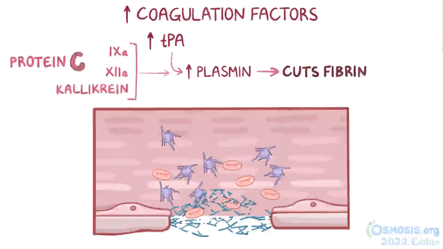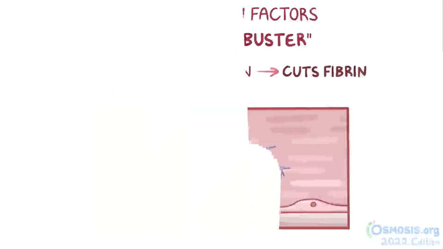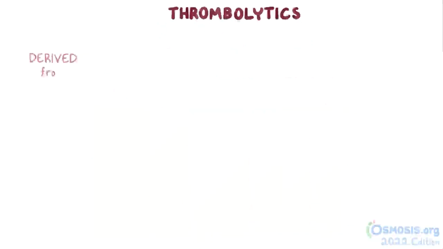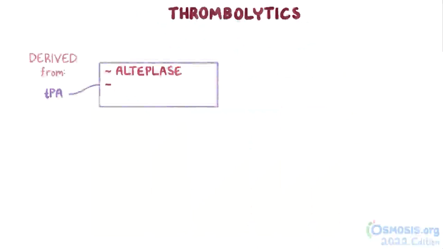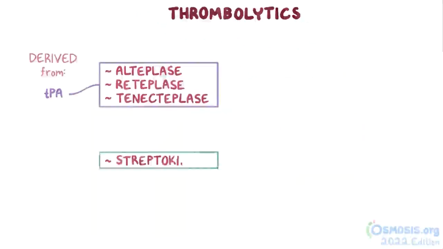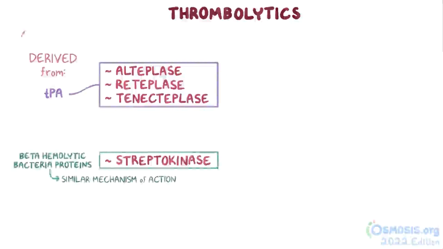Medicine has also taken advantage of TPA, using it clinically as a clot buster, but it's used to dissolve pathological blood clots. Now, common thrombolytics derived from TPA include alteplase, reteplase, and tenecteplase. Streptokinase is derived from beta hemolytic bacteria proteins with a similar mechanism of action. All thrombolytics are given via IV.